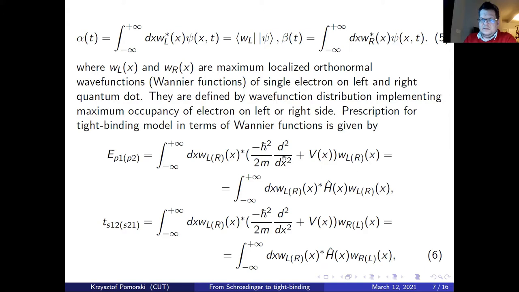That's expressed here in that way, but mostly on the left quantum dot, because we have the integral from minus to plus infinity. So one has to pay attention to some details associated with this formula. So that's how it's written.